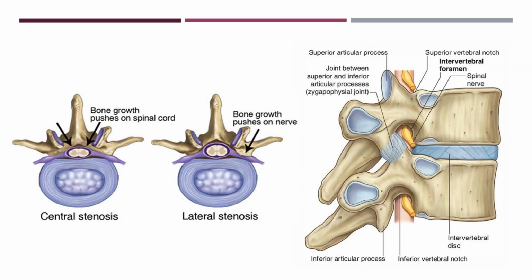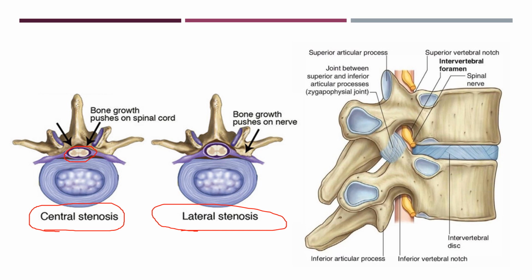So here's a nice little image just to give you a little visualization. Let's start on this left side over here. Central stenosis is a term that you'd want to familiarize yourself with. Same with lateral stenosis, but let's talk about central first. Whenever we're referring to central stenosis, this is the area that is becoming compressed. We have this bone growth that pushes on the spinal cord itself. So it's not necessarily pushing on the nerve root, but it is on the spinal cord.